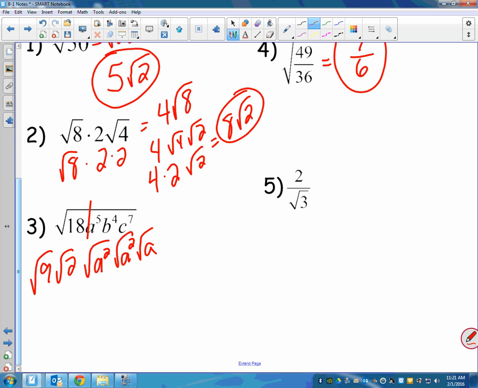But b to the 4th, how could I rewrite b to the 4th? B squared and b squared. What about c to the 7th? C squared and c squared and c squared and a c.